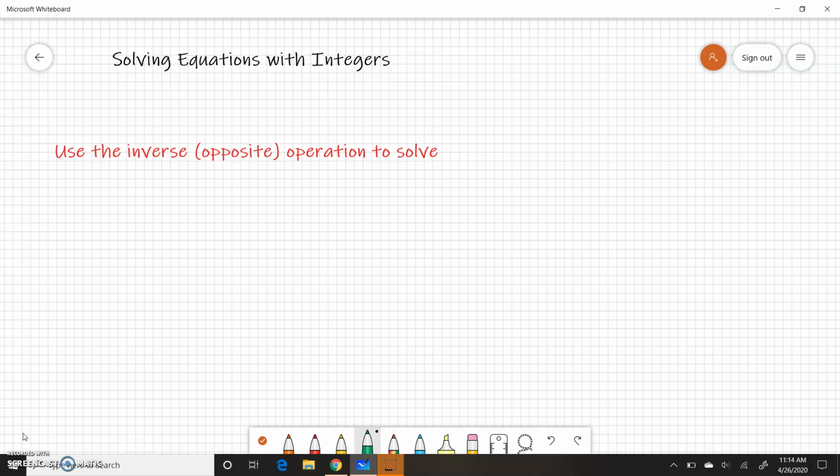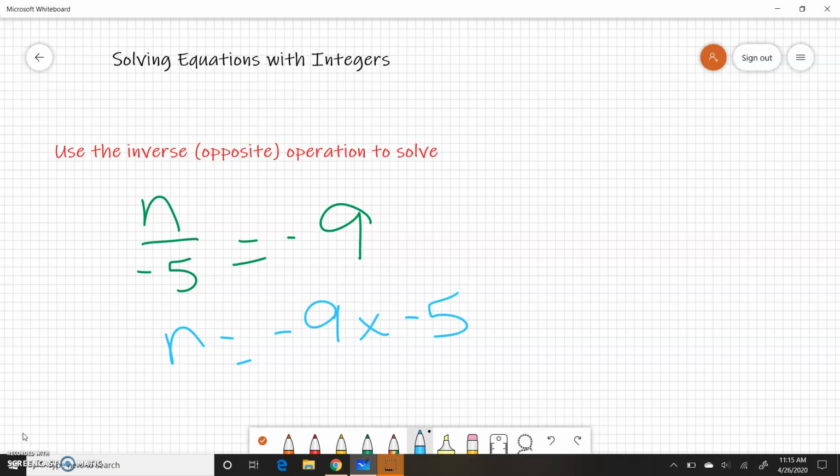So for example, my first could be n divided by -5 equals -9. So you ask yourself, what operation is shown? Okay, division is shown, so what's the opposite of division? Multiplication. So you're going to take n equals -9 times -5. Well, n equals 45 because 9 times 5 is 45 and they're both negative, so the answer is positive.